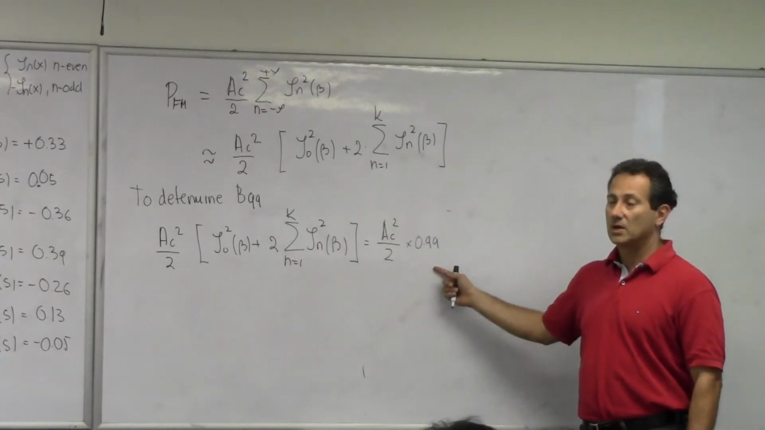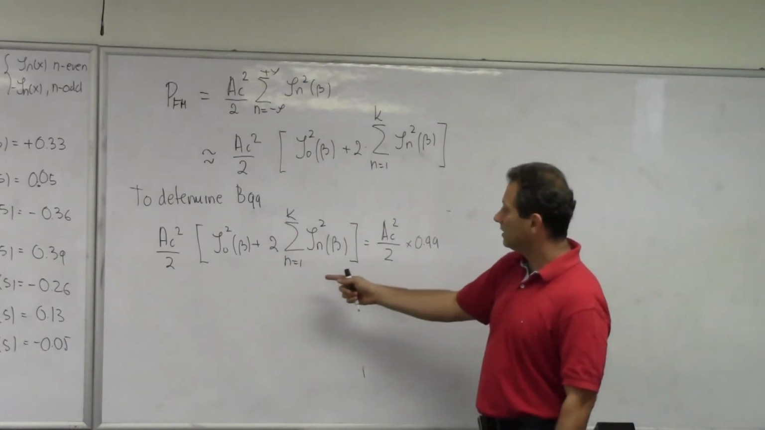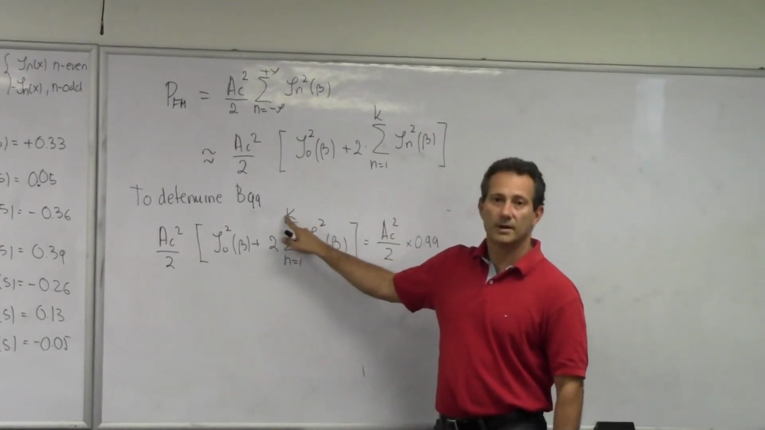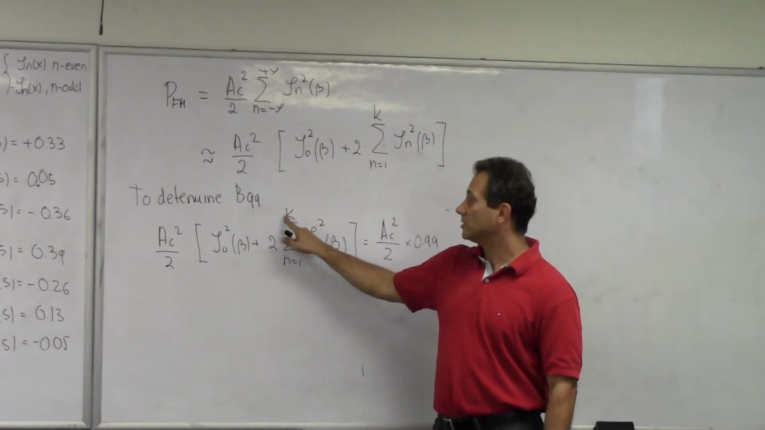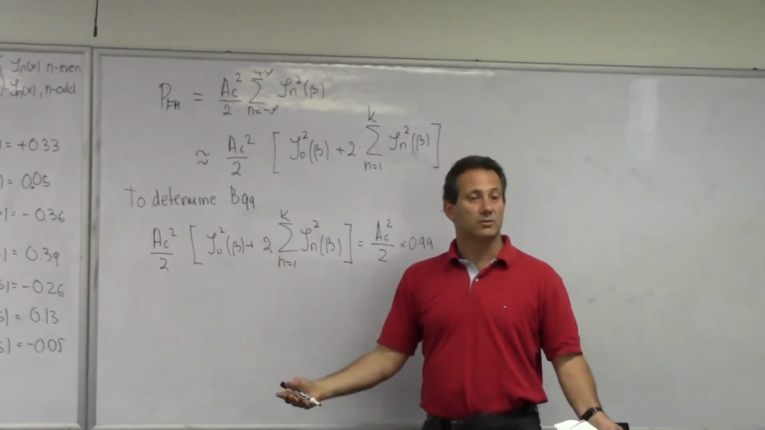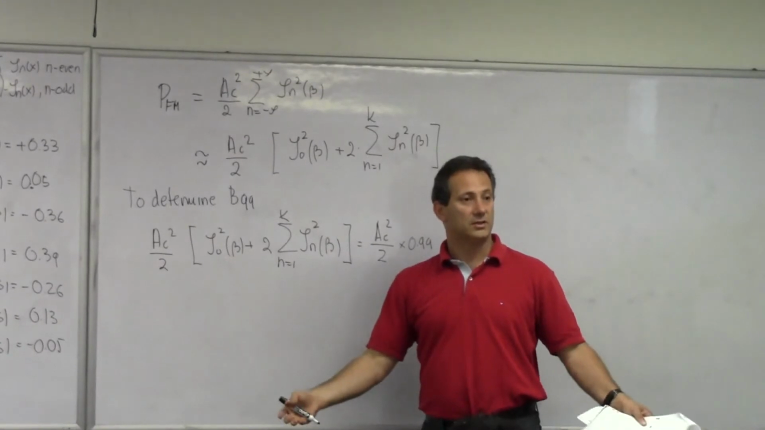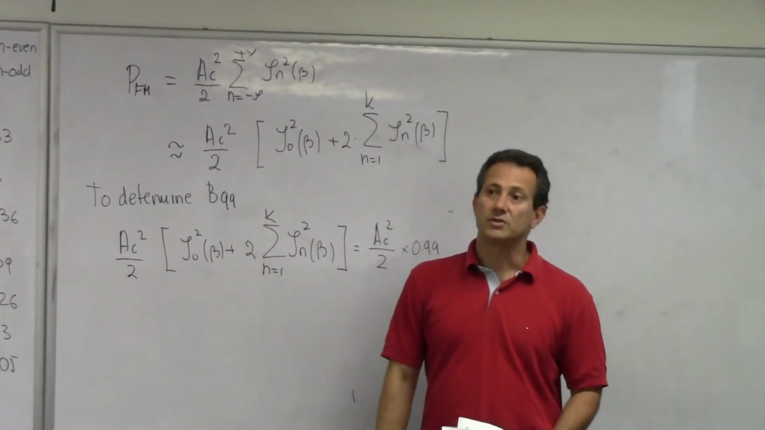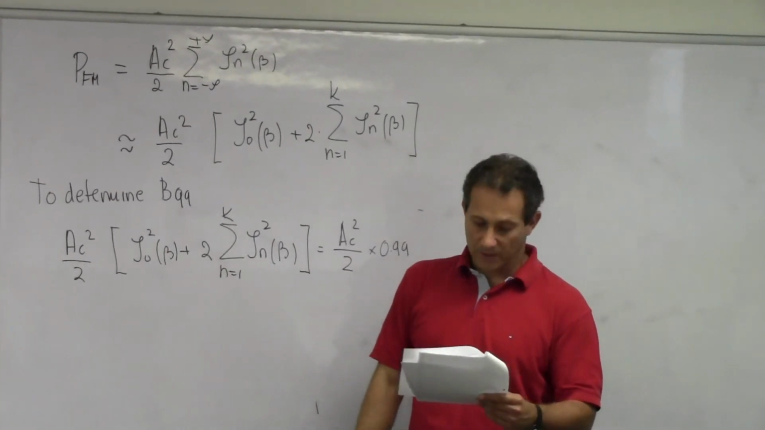Right? So to capture 99% of this total power. So you can see now, the only thing that is unknown here is this k, right? So from this point, we start trying different k. What happens if k is equal to 1? What happens if k is equal to 2, 3, 4? And eventually we're going to reach the 99% of the power.